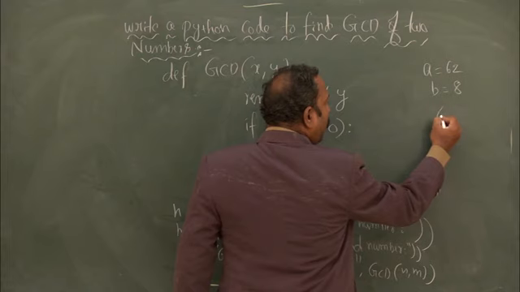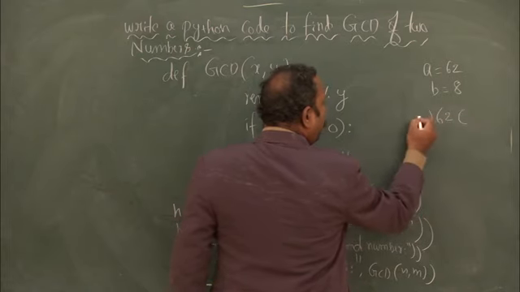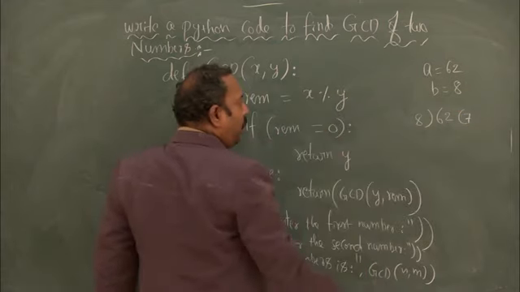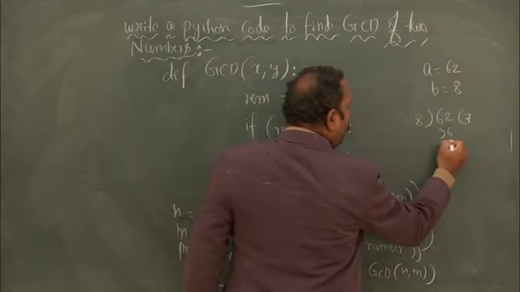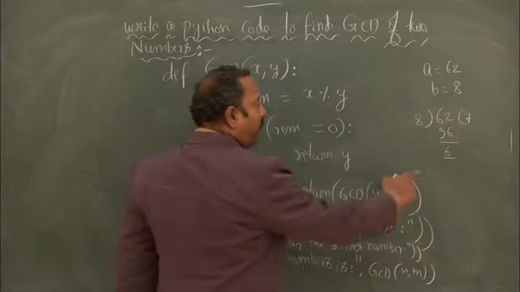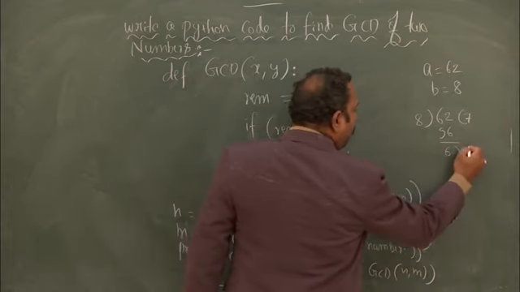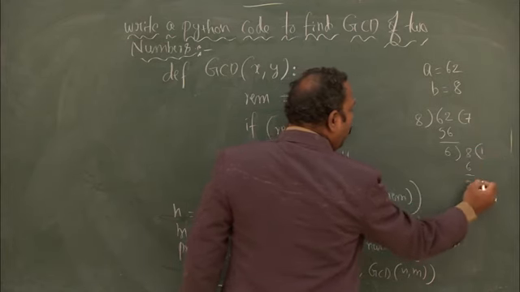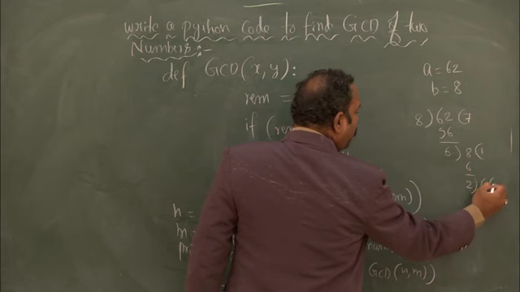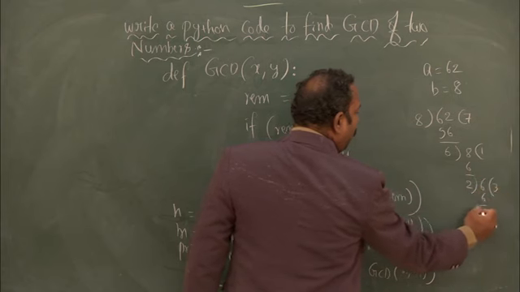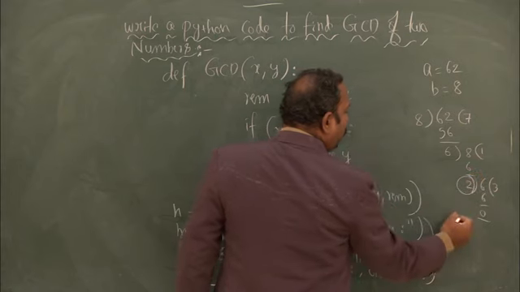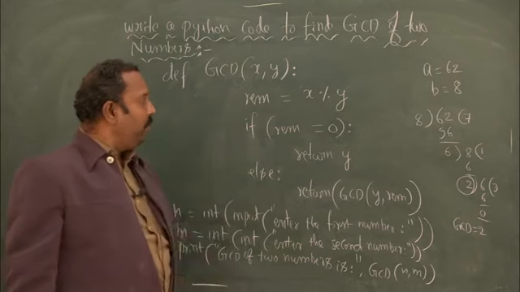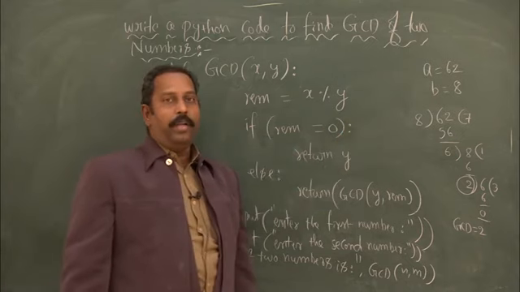Manually, we will see what output we will get. I will divide 62 with 8. 8 sevens are 56. What is the remainder value here? 6. Now divide 8 with 6. 6 ones are 6. Remainder value is 2. Now divide 6 with 2. 2 threes are 6. Remainder value equal to 0. So 2 is the GCD of the given two numbers 62 and 8.